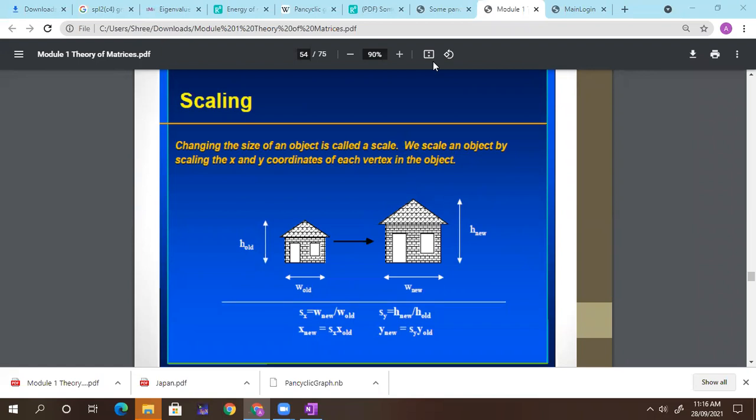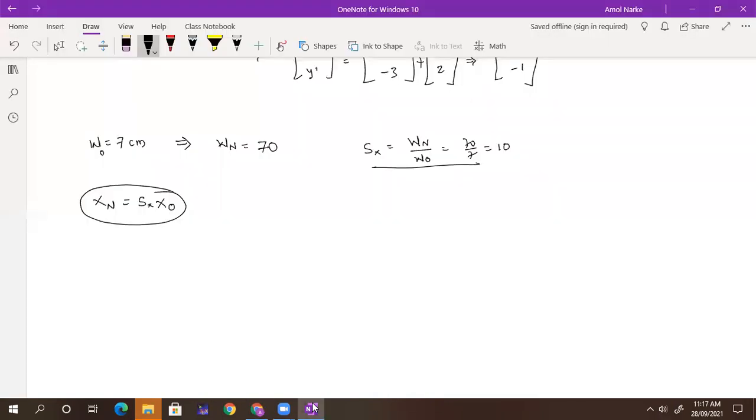I know, sir, every time it is new by old. Yeah, because the new is what I want to find. So I am finding that new one. Do we have the old one and that number, how many times I want to increase it? So X new I am going to calculate by using this. Very simple. See, initially suppose my width is 7 centimeter. I want to convert it to 70, so what do I have to multiply 7 by? Multiply by 10.